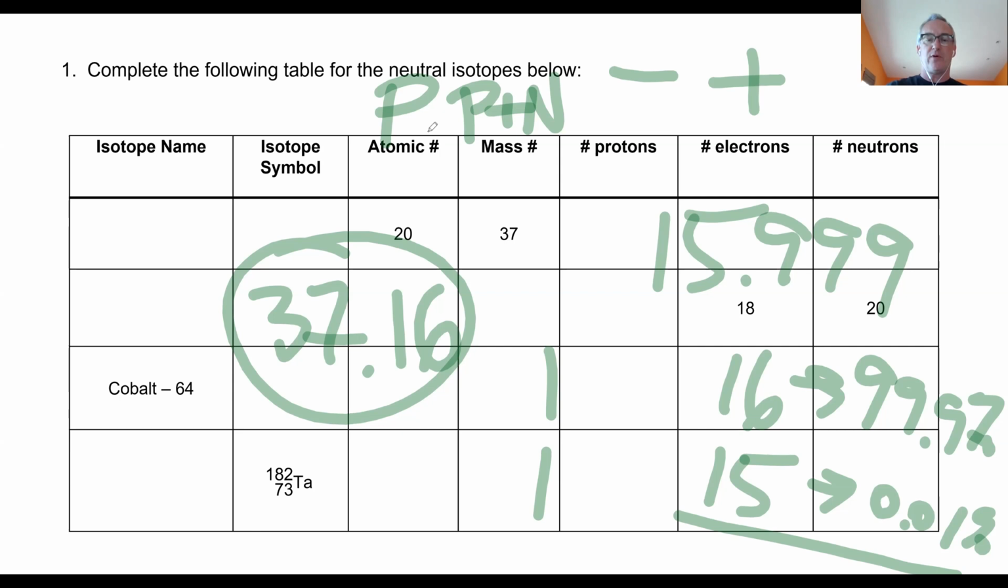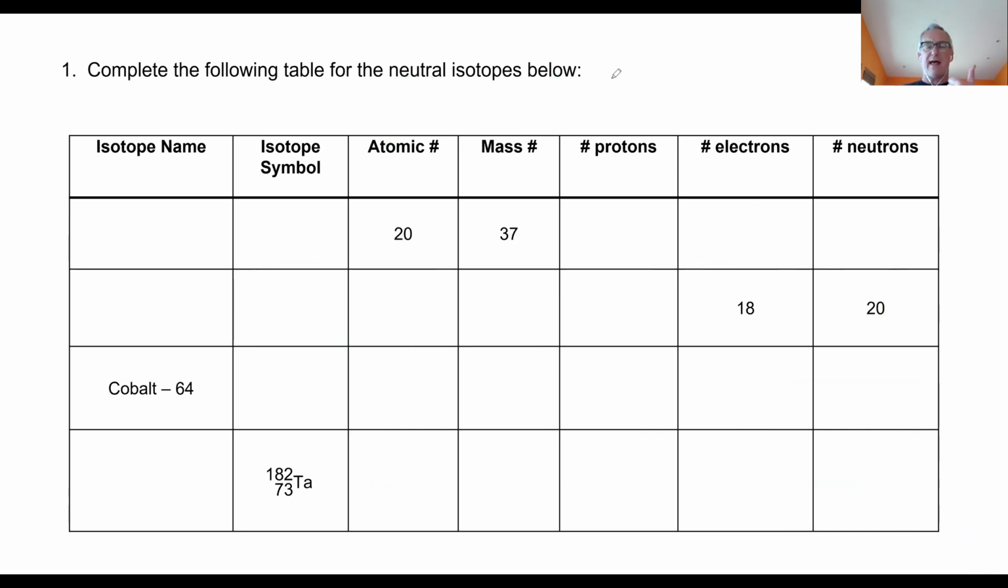So 37.16 would mean that most of the isotopes have a mass of 37, some a little bit more, and maybe some a little bit more than that. But the majority would have a mass of 37. So let's do this first one. If I have an atomic number of 20, what does that tell me? The element. Exactly, it tells me which element it is.